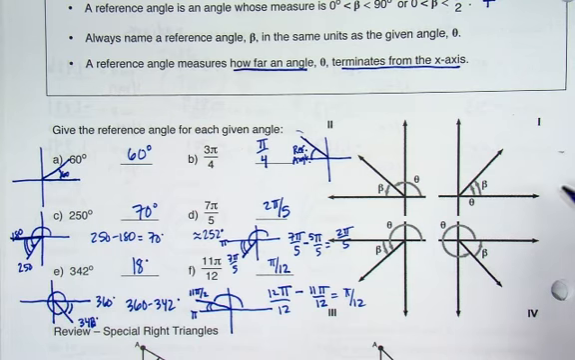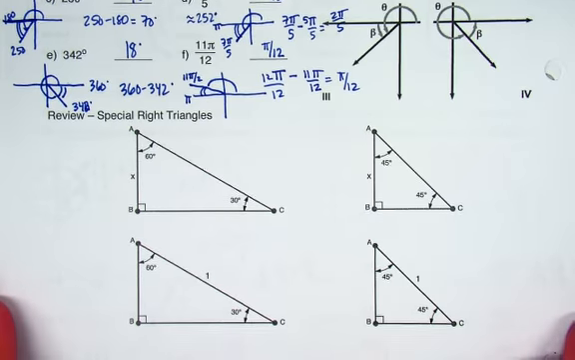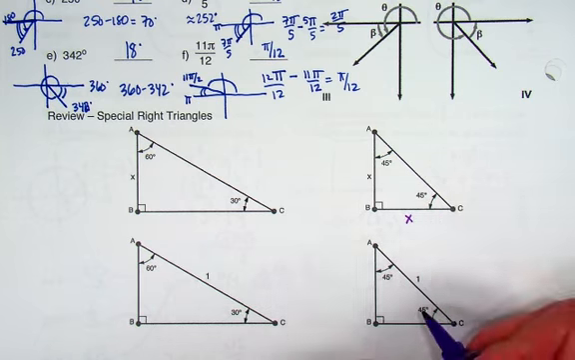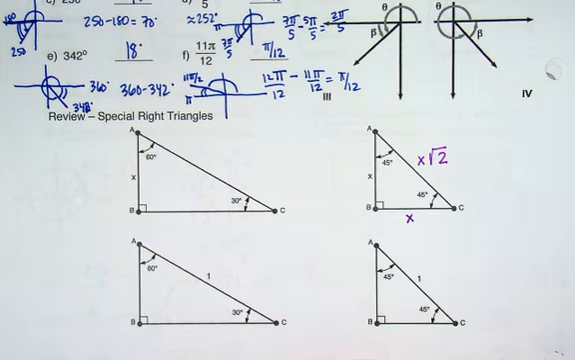Okay, let's just review our special right triangles for the next part. So here we go. You guys remember your 30, 60, 90s and 45, 45, 90s? Let's start with the 45, 45, 90s. If this leg is x, the other leg is x, and then our hypotenuse is x times root 2. Hopefully you remember those, okay?